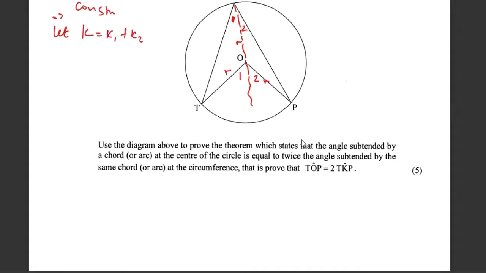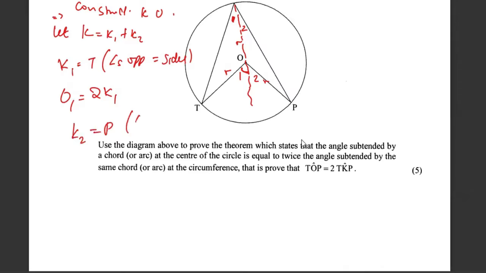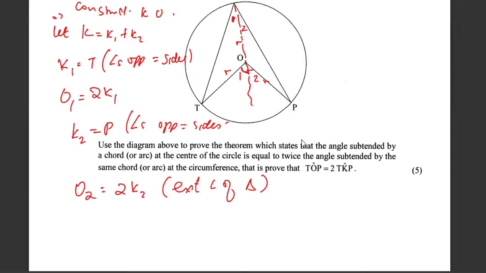We said construct the line KO. Then let me get O1. We know that O1 is an exterior angle of this small triangle. But before I even go to the O1, I know that K1 is going to be the same as T, angles that are opposite equal sides, meaning that O1 is going to be twice K1. And then I'll do the same and say that K2 is the same as P, angles that are opposite equal sides, meaning that our O2, this one, is going to be twice K2 because of the exterior angle of a triangle.